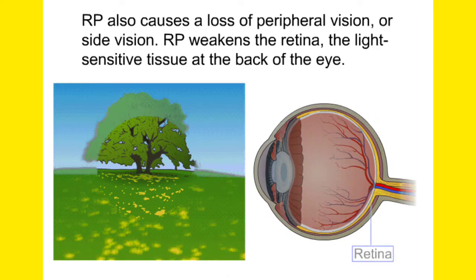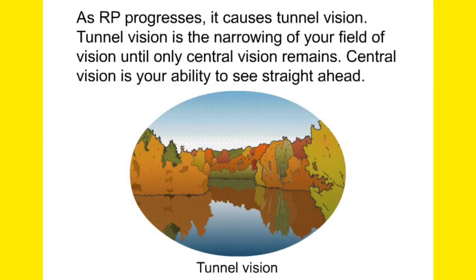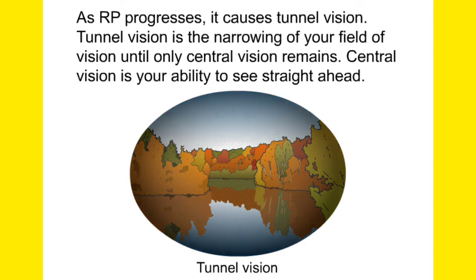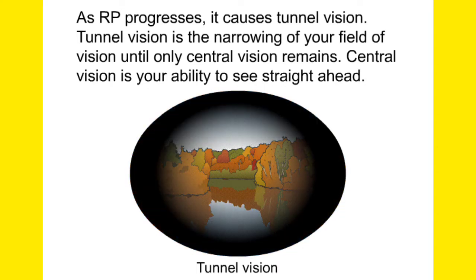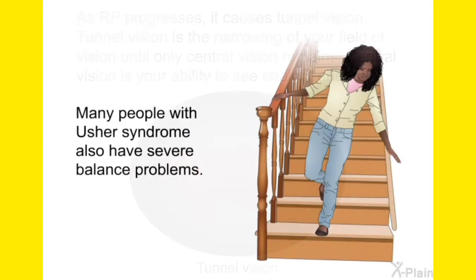Retinitis pigmentosa also causes peripheral vision loss. You cannot see the periphery, and later it progresses into tunnel vision. You can see tunnel-like vision. And this Usher syndrome patient also has a balance problem. Very, very important, they have a balance problem. So you can see when this patient is walking on the stairs, climbing up or climbing down, the person may fall down. That is because the person has a balance problem.